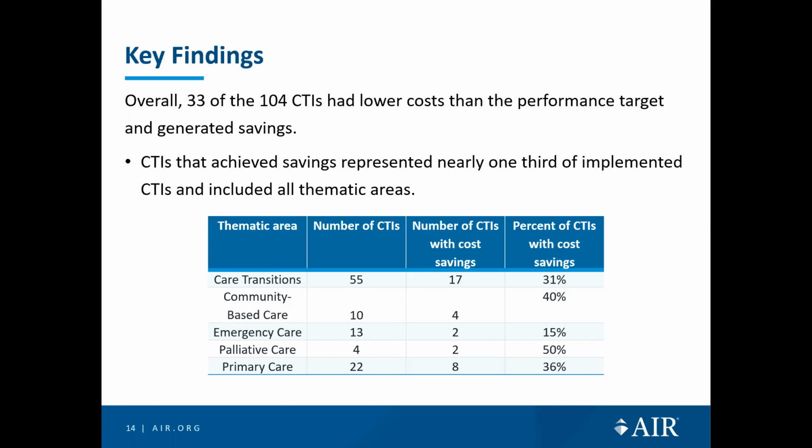A few to note: palliative care had 50% with cost savings, but it was also the smallest number of CTIs, with only 4. Care transitions and primary care, which were the 2 largest thematic areas, had 31% and 36% with savings respectively.